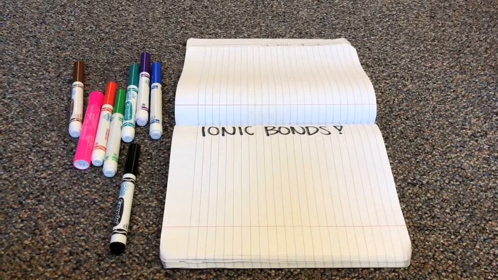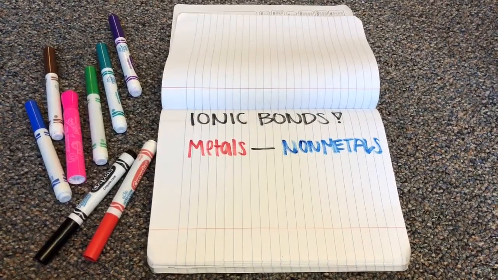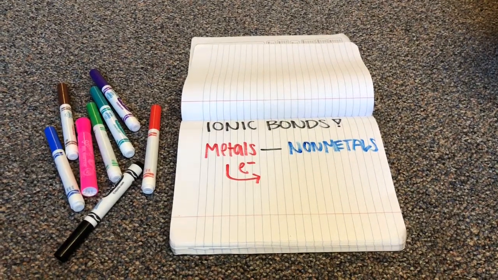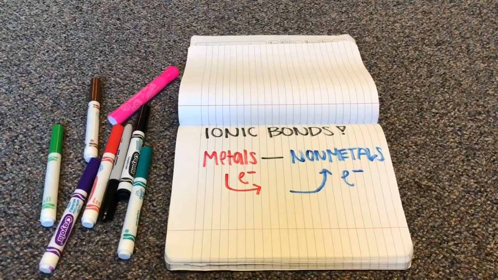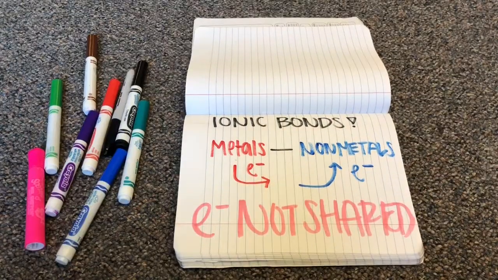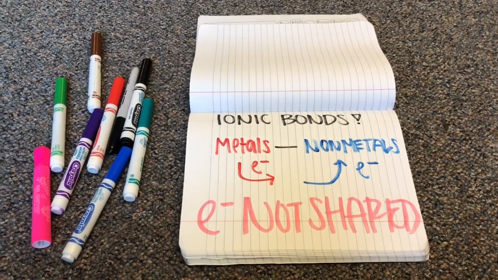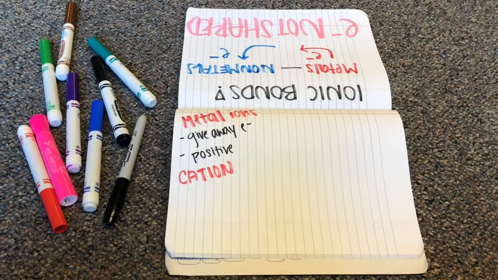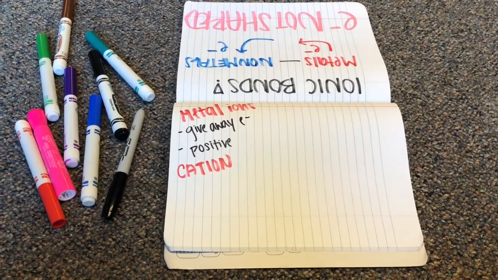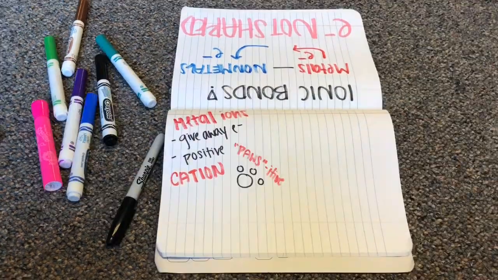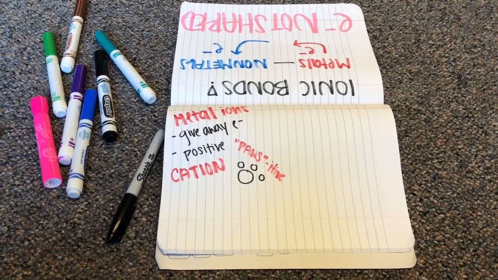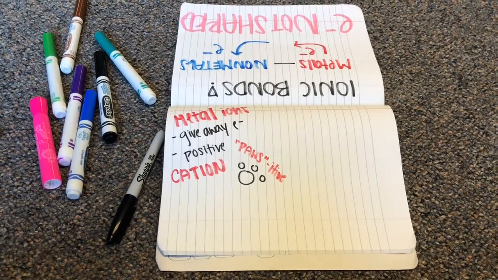Ionic bonds. Ionic bonds are bonds between metals and nonmetals. In ionic bonds, metals lose an electron, and nonmetals gain an electron. Remember that in ionic bonds, electrons are not shared, they are taken. Metal ions give away electrons, which make them positive. That is why metal ions are also called cations, because they're positive.